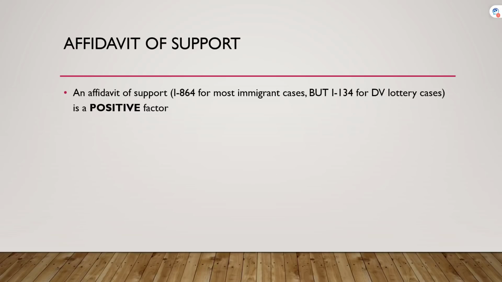Okay. Next one is the affidavit of support. I talked about this earlier. This is an I-864 for most immigrant cases. For DV lottery, it's I-134. At this point, I've been talking about the I-134 for years, advising people to get it, and I still get people who say, well, I don't see that listed. Why do I have to have that? I'm fed up of arguing at that point with people.